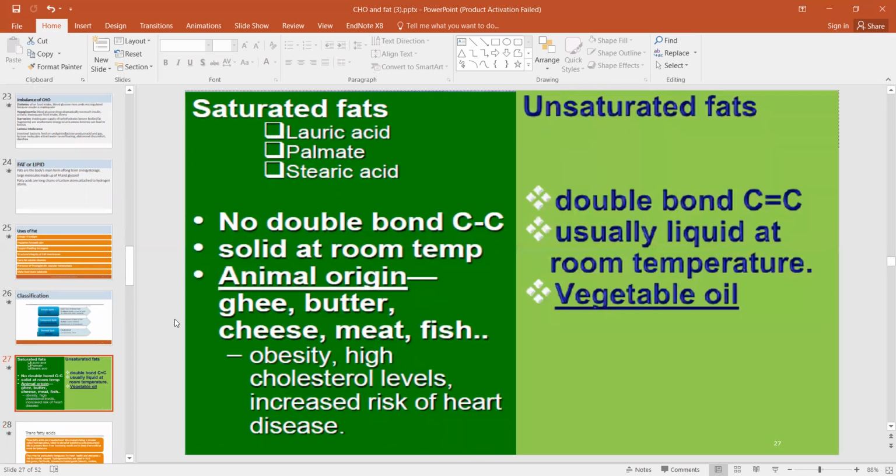There are two categories, saturated fat and unsaturated fat. In saturated fat, there is no double bond, it is solid at room temperature, and it is animal in origin, like ghee, butter, cheese, meat, or fish. Unsaturated fat has a double bond present and is usually liquid at room temperature.